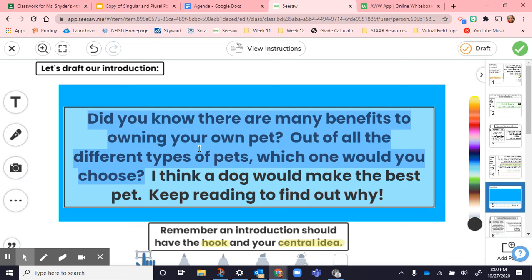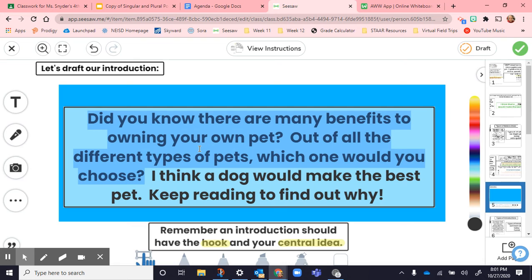If I say from the beginning, I think a dog would make the best pet, somebody already is going to be like, nope, done. I don't like dogs. But if I say, hey, did you know that there's many different benefits to owning your own pet? Out of all the different pets, what would you choose? Like I'm getting them thinking, I'm getting them interested, they're brainstorming, and then I'm going to throw in there what I think. Well, I think a dog. If you keep reading, you'll find out why I'm saying that a dog would be the best pet.